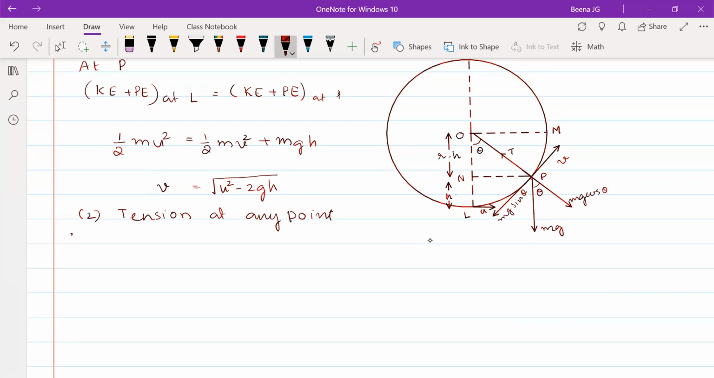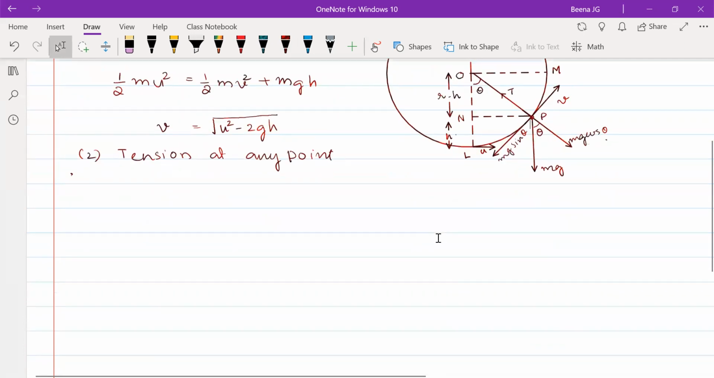Now, consider the particle at the point P. Think about which different forces are acting over here. The weight of the object will be acting downward and tension will be acting towards the center. So the component of mg opposite to the radial direction is mg cos theta. So here, T and the centripetal force act towards the center and mg cos theta is acting opposite to that direction.